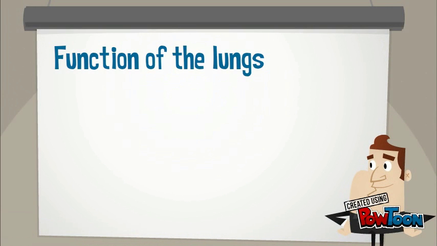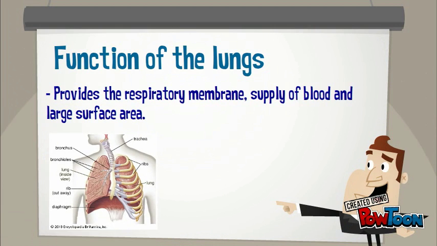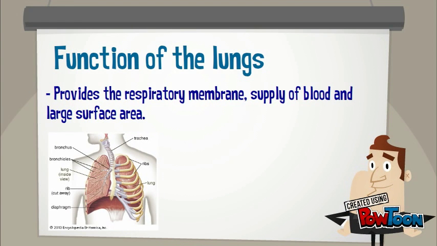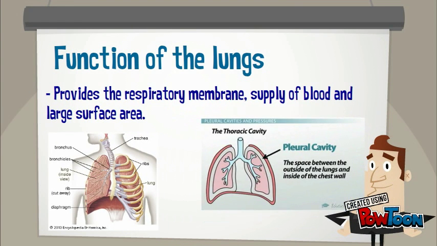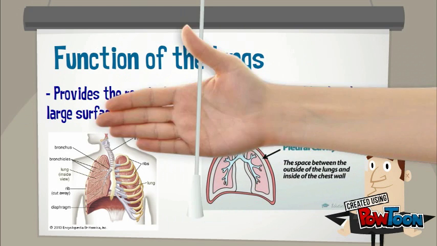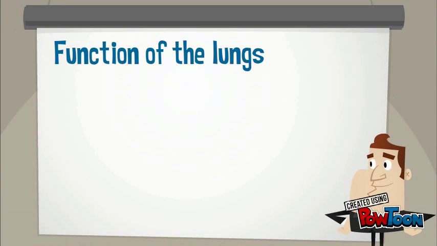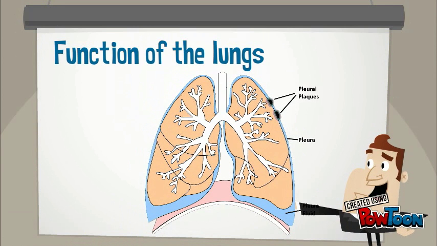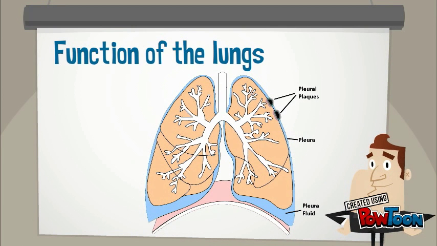Next, we will be talking about the function of the lungs. These provide the respiratory membrane, a large surface area, and the supply of blood. The lungs are contained within your thoracic cavity and are protected by your rib cage. Your lungs are made up of delicate tissue, and the constant movement of the lungs could cause problems to the delicate tissue if it was not for the pleural membranes. These cover the lungs and act as a lubricant.